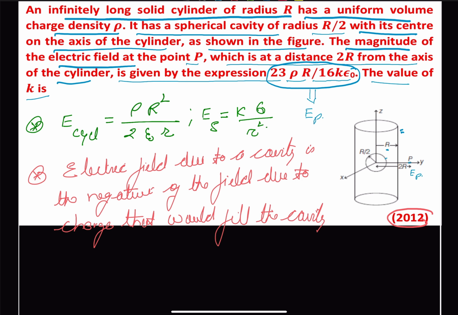So indirectly it means that if there had been no cavity, and we assume the charge density on this cylinder is positive, then automatically the charge density on this circle, or here the cavity, will be minus rho. That's the basic meaning of that.